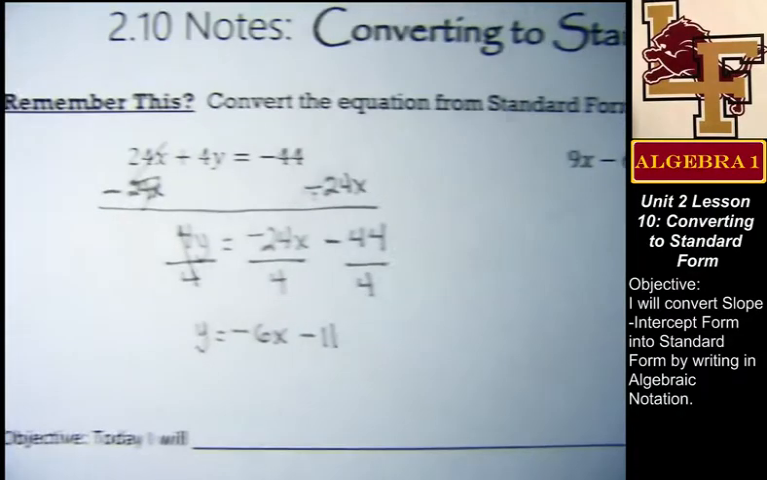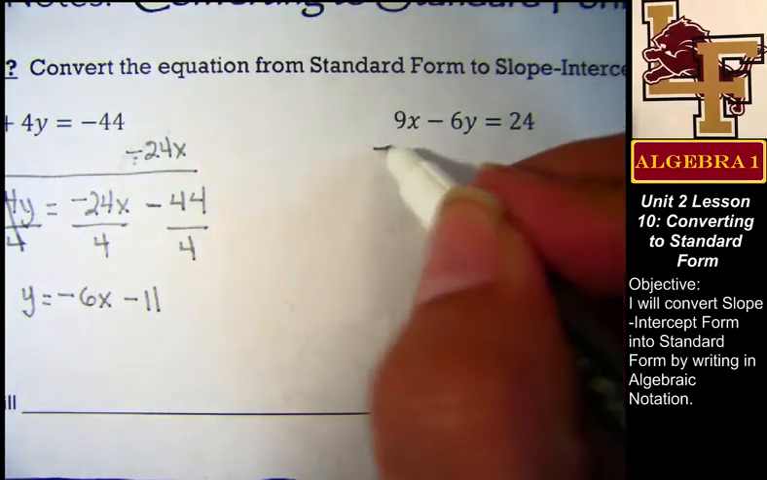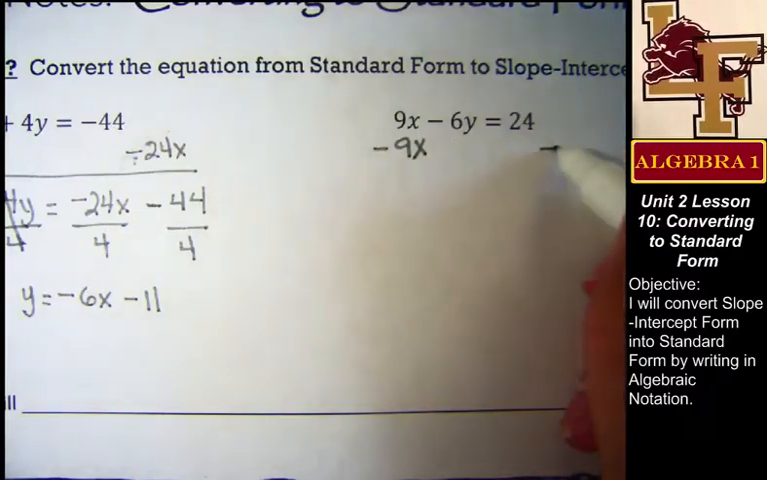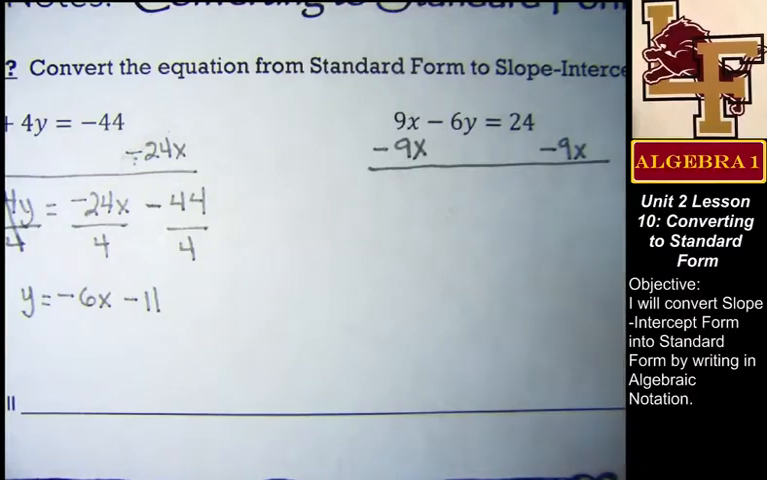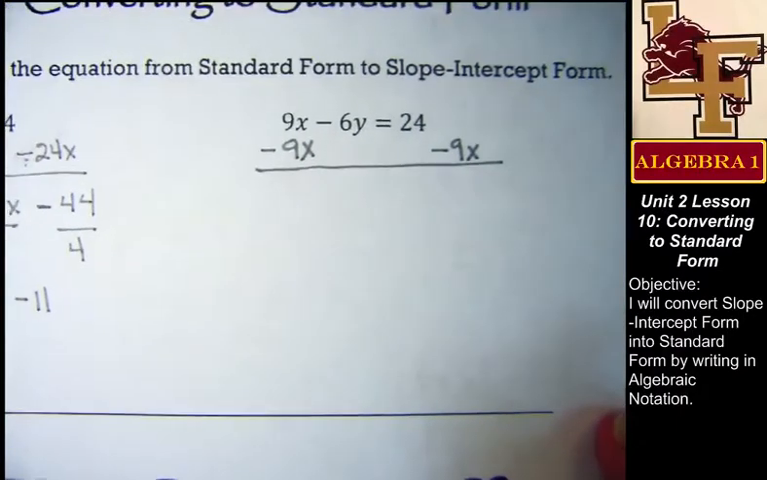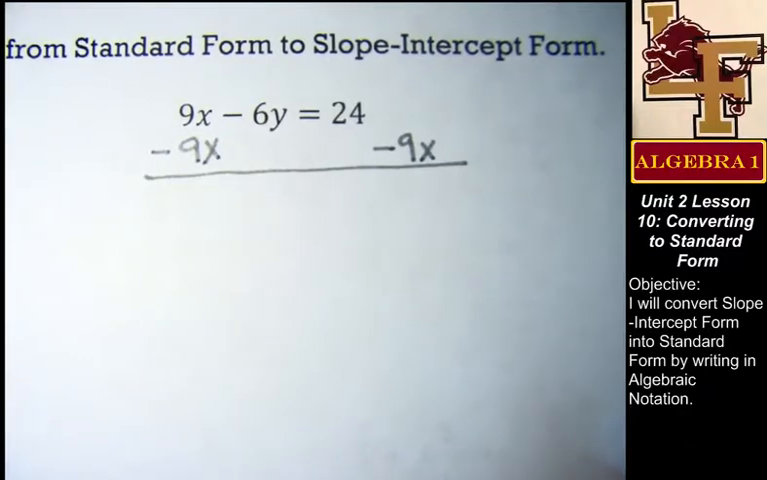Okay, let's look at the other one because it's very similar, but you're probably going to get fractions on this one, so let's go ahead and work this one out too. Again, going to get rid of the x term. And again, I've written the x term all by itself on the right-hand side because 24 and 9x are not like terms. They can't hang out together.